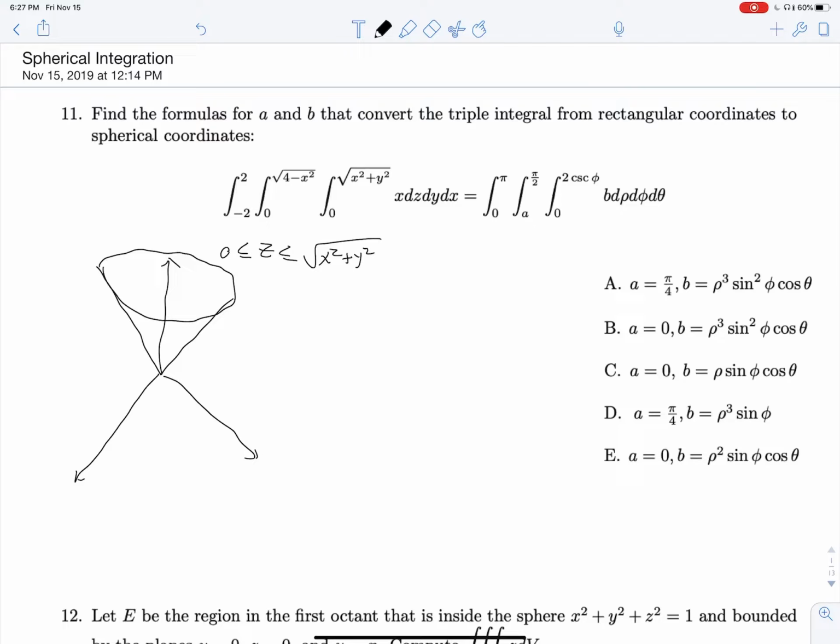We also know that 0 is less than or equal to y, which is less than or equal to root 4 minus x squared. Well, what's this thing? This thing is just going to be the upper semicircle on, well, it would help if I labeled these, on the xy axis with radius 2. So draw that in there. And it's undefined on z. So really this is coming up through our cone.